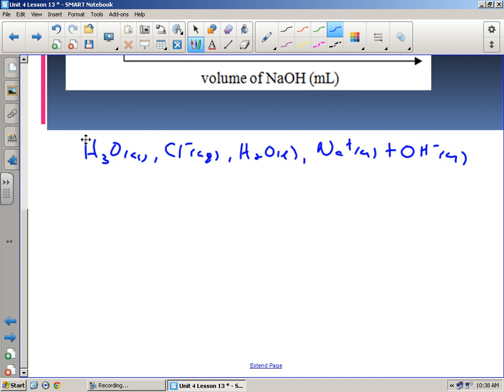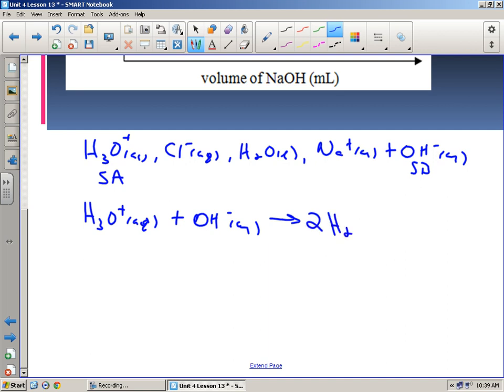I always write down plus OH. I'm just going to leave it, but strong acid, strong base. Hydrochloric acid, H3O plus ions, chloride ions. Sodium hydroxide, sodium ions, hydroxide ions, and of course this all takes place in water. Oh, sorry, don't forget the plus there. Strong acid, strong base. So when I write this out, I should be writing out H3O plus aqueous and hydroxide aqueous gives me strong acid, strong base, quantitative reaction, single arrow, 2 waters.